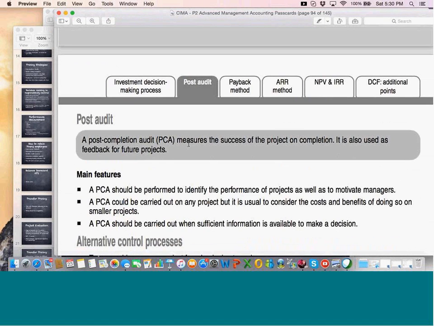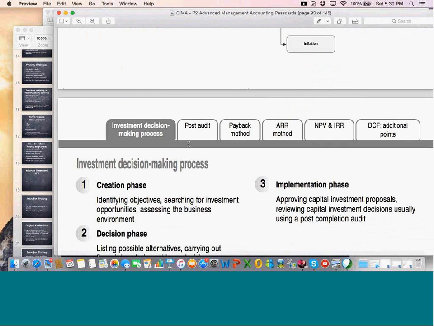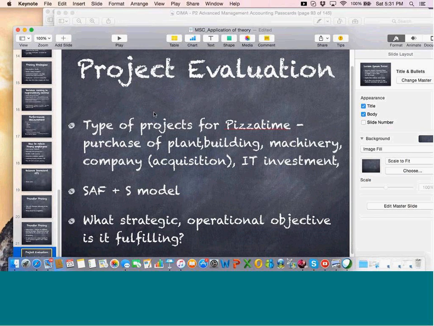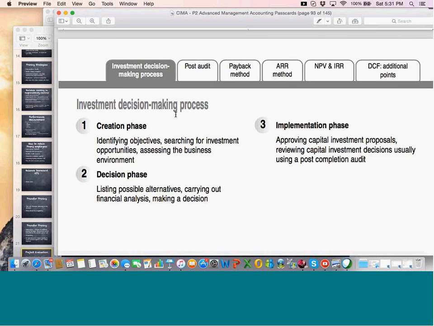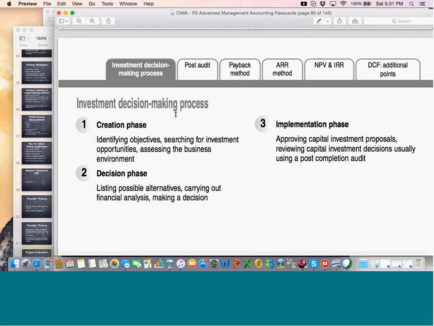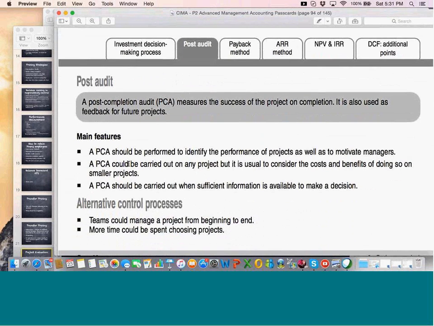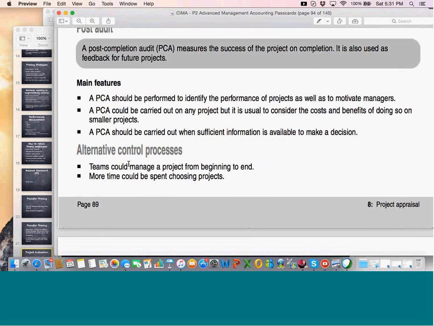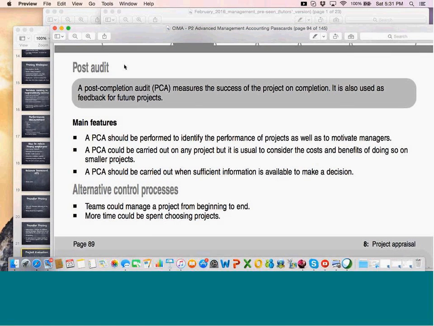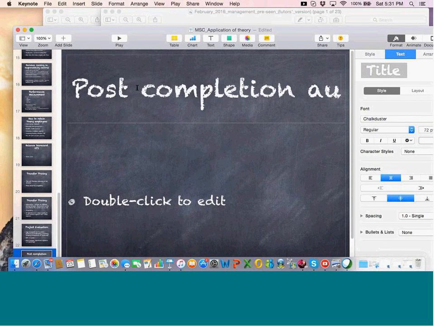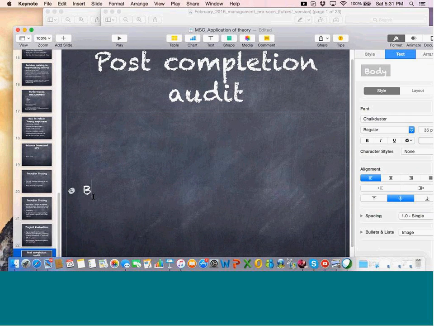So where we started was project appraisal. We looked at the types of projects, and we looked at the definition phase, decision phase, implementation phase, and the post audit, post completion. Post audit is something that people try to avoid. Why is that? You will finish a project and then you will audit it. The things to look at are benefit realization, lessons learned, risks. I love this phrase, lessons learned.